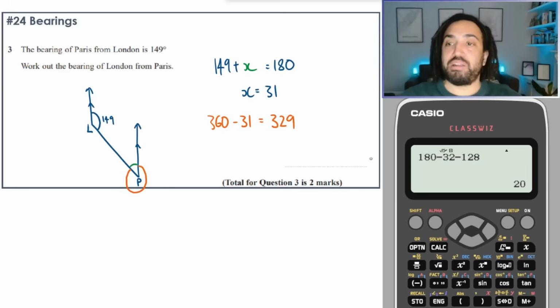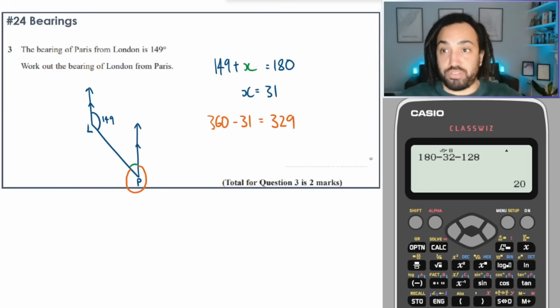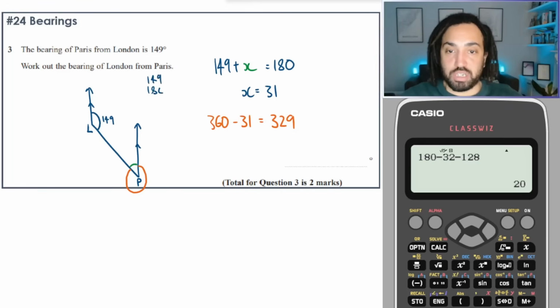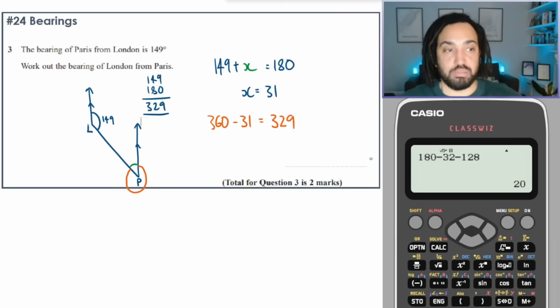Now the shortcut method is to know that bearings going the opposite direction always differ by 180 degrees because you just turn around to go the opposite way, so you must change your angle by 180. So if I take 149 and add 180 to it, then that gives me a total of 329 straight off the bat. Bosh.